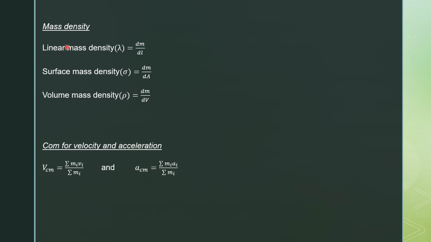Now come to the mass density. Here linear mass density lambda can be represented as dm by dl. Surface mass density sigma can be represented as dm by dA, and volume mass density rho can be represented as dm by dV. The center of mass for velocity and acceleration can also be represented as VCM is equal to summation over mivi whole divided by summation over mi, and ACM is equal to summation over miai whole divided by summation over mi.